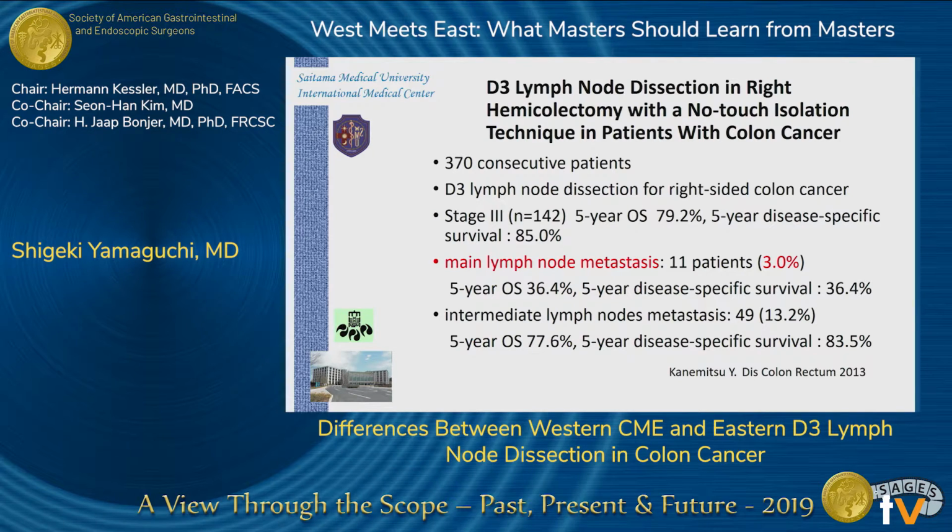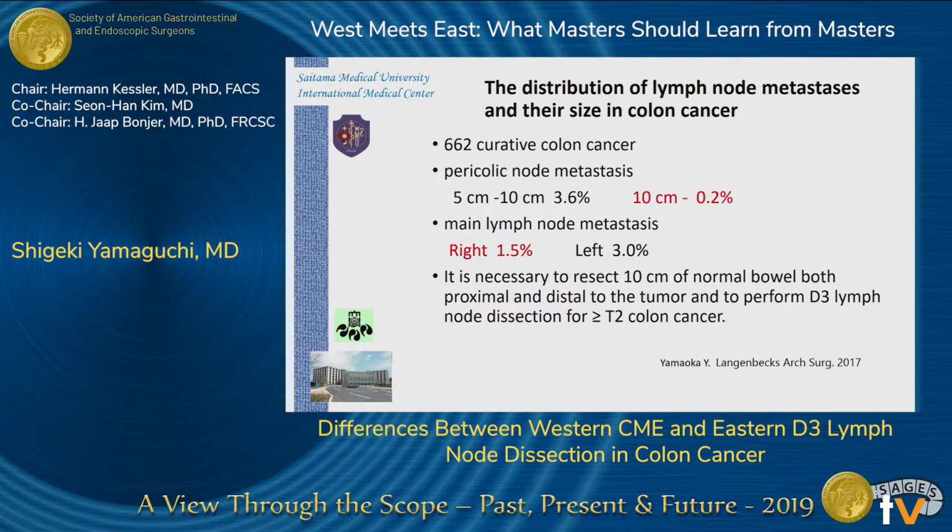How about the recent literature? This is from Japan also. These are the D3 lymph node dissections for right colon cancer, right hemicolectomy. Main node metastasis is only 3%, very similar. Then this is the length of the metastasis: 5 to 10 centimeters is a little bit more, but still 3.6%, and more than 10 centimeters is 0.2%, almost nothing over 10 centimeters.